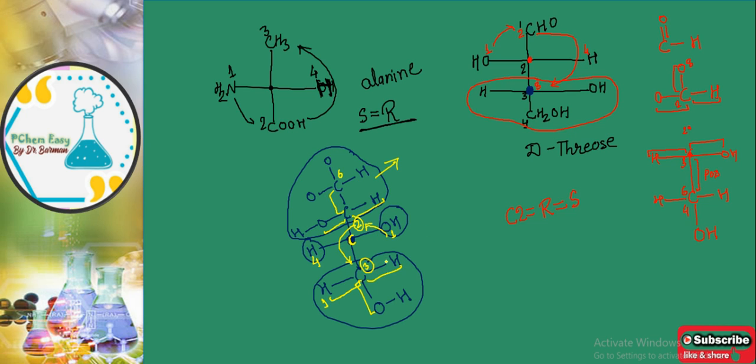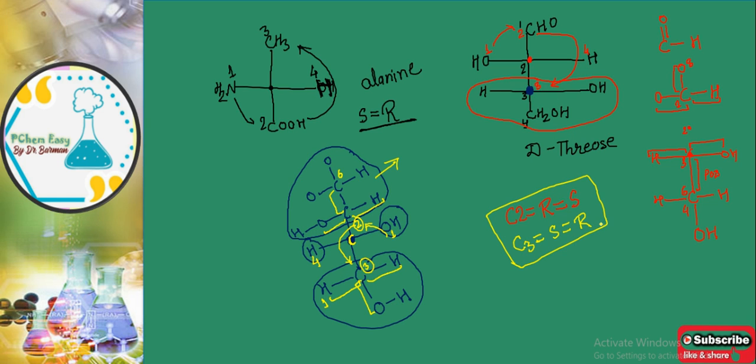We have to move 1 to 2, 2 to 3, anticlockwise. As it is anticlockwise, C3 will be S, but see the hydrogen. How is hydrogen attached? It lies in the horizontal plane. The fourth group, the least priority group, must be vertical. So if it is horizontal, we will have to reverse it. So what will it be? It will be R. So you can say in threose structure, the carbon number 2 and 3 configuration is S and R.